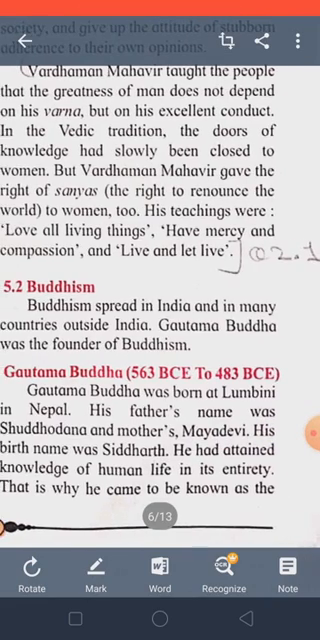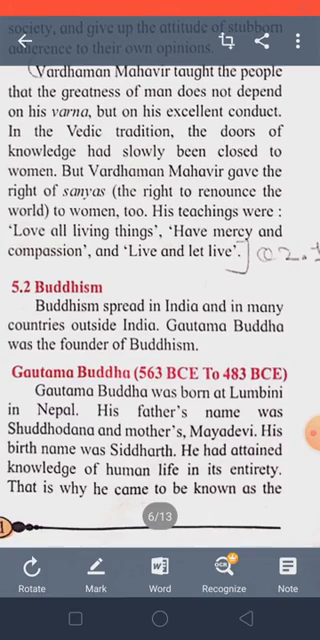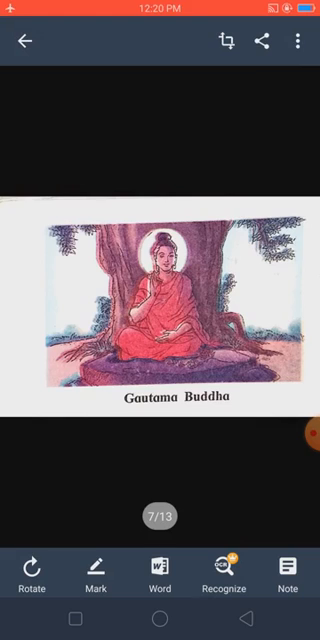Gautam Buddha, 563 BCE to 483 BCE. BCE means Before Christ Era. Gautam Buddha was born in Lumbini in Nepal. His father's name was Shuddhodhan and his mother's name was Maya Devi.